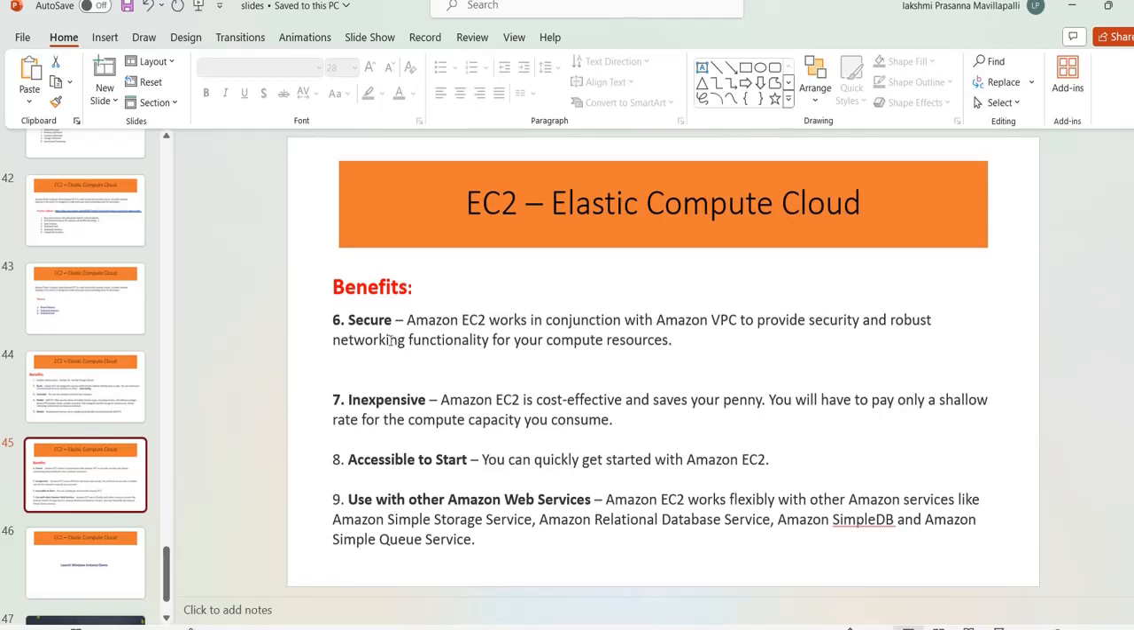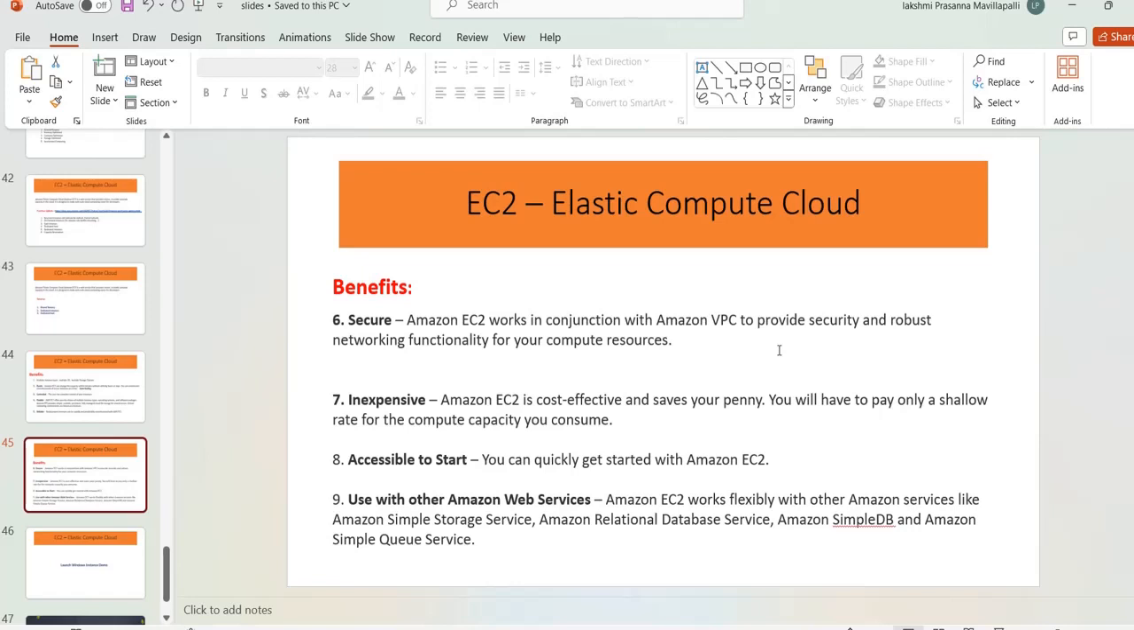Amazon EC2 works in conjunction with Amazon VPC to provide security and robust networking functionality for your compute resources. For this VPC security stuff, we will see in detail in our upcoming videos. But just remember, Amazon is very secure, as we have already seen in our overview session. If you missed that, please watch that video in this playlist. We have given the Amazon services overview in both Telugu and English languages. You just go through that.